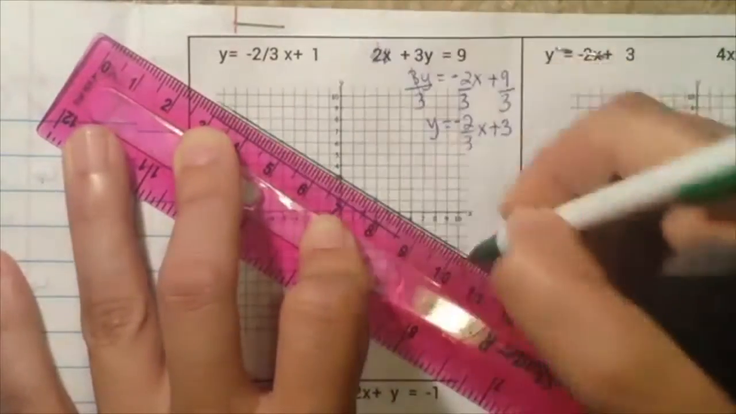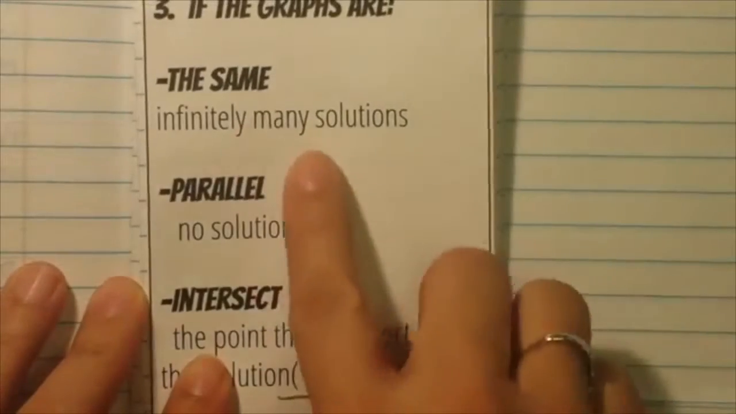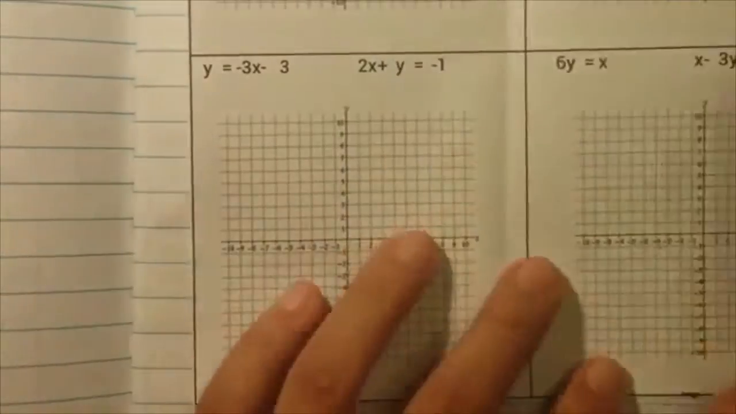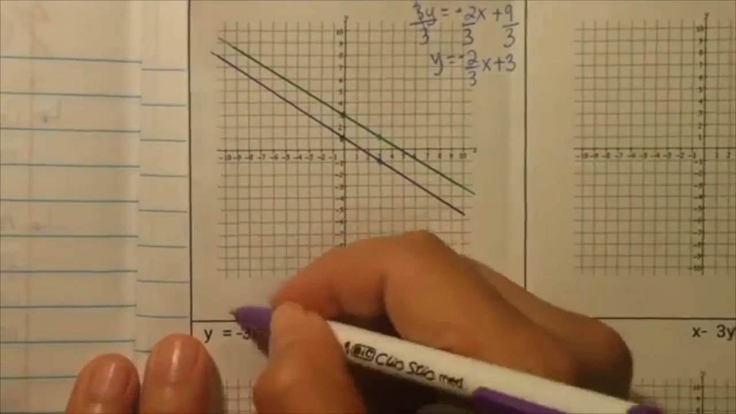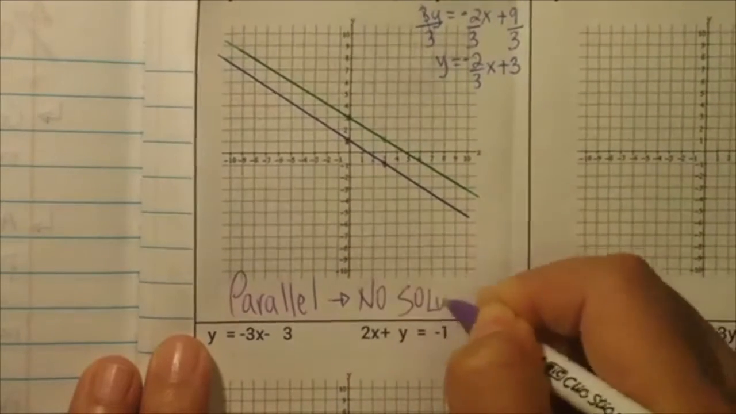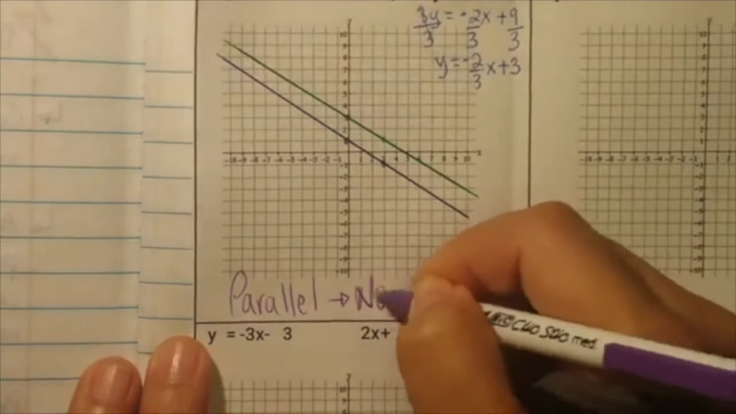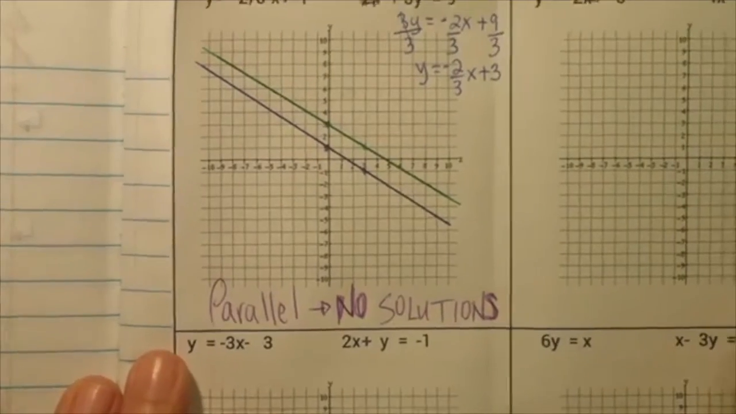Can you tell me about those two lines? They're parallel. So if the graphs are parallel, they have no solutions. Listening check. Go ahead and color in your y equals mx plus b equations. That is y equals negative 2 over 3x plus 1 and y equals negative 2 over 3x plus 3, the two equations we just graphed.